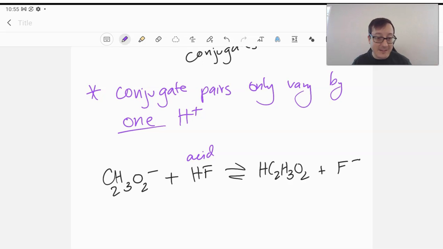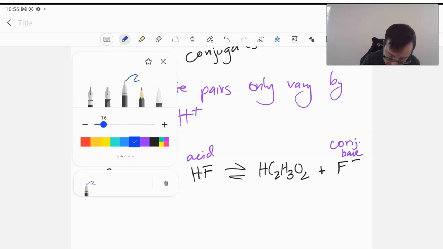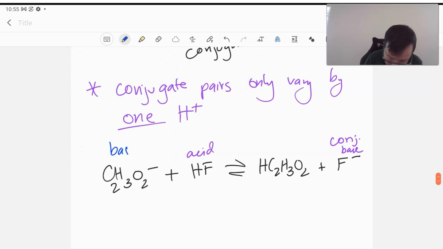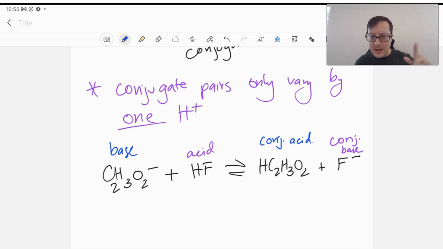The easiest thing to do is identify the acid, because we see it's just losing a proton. HF becomes F minus, it lost a proton. This is the conjugate base, the fluoride. Since we already know our acid, the acetate must be our base. And the acetic acid is the conjugate acid. Notice that the conjugate acid had the word acid in its name. Usually pretty easy to tell these things, right?